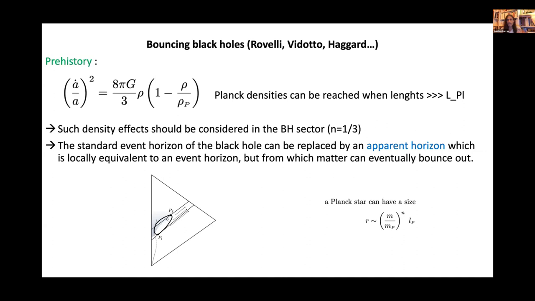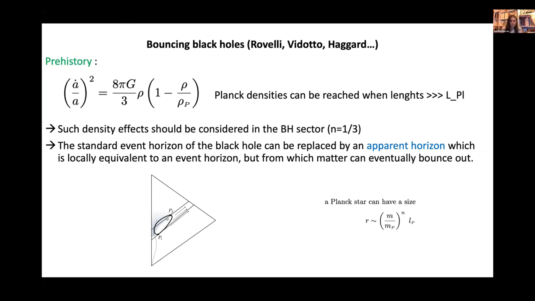So if we naively import those ideas in the black hole sector, as done by Vidotto and Rovelli in the first paper, you could expect a kind of Planck star core with a size given by this trivial expression, if n equals 1/3. So the standard event horizon would be replaced by an apparent horizon, which is locally equivalent to the usual horizon, but from which matter can eventually bounce out.